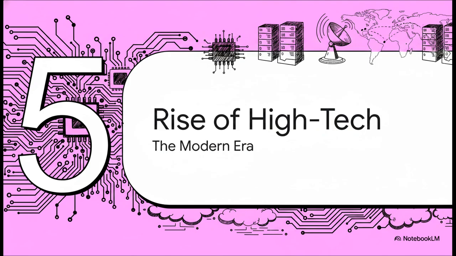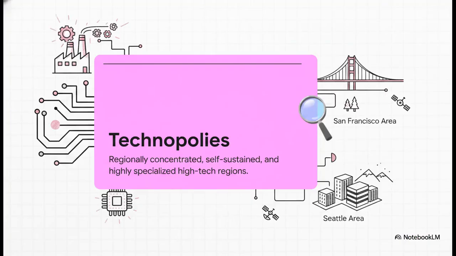And finally, Section 5, the rise of high tech, stepping into the modern era. So, let's step out of that traditional smoke-stacked landscape of physical manufacturing and look at the cutting edge of the global economy. The latest generation of manufacturing is high-tech, and it is completely driven by intense research and development to create advanced scientific and engineering products. When these high-tech industries concentrate into highly specialized, self-sustained hubs, geographers call them technopoles. Think of Silicon Valley near San Francisco, or the Silicon Forest near Seattle. They are perfect examples of these powerhouses, usually springing up around beautifully planned business parks.